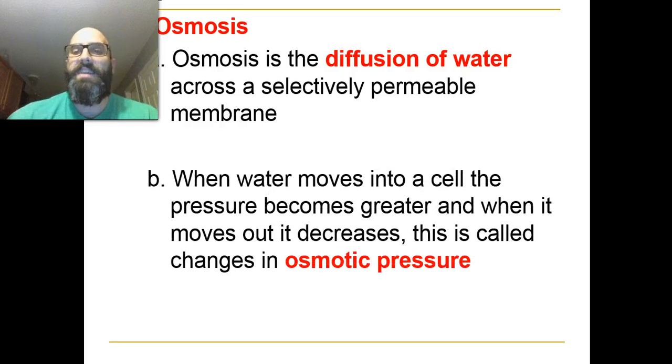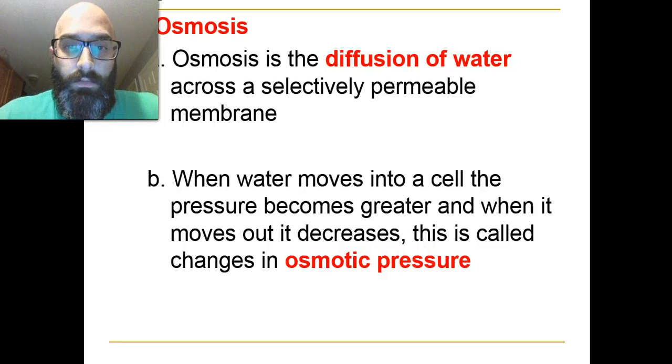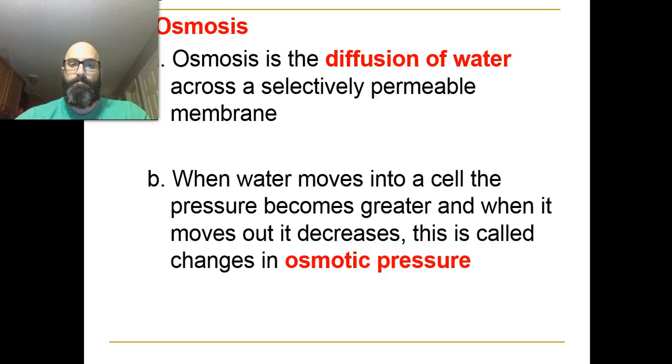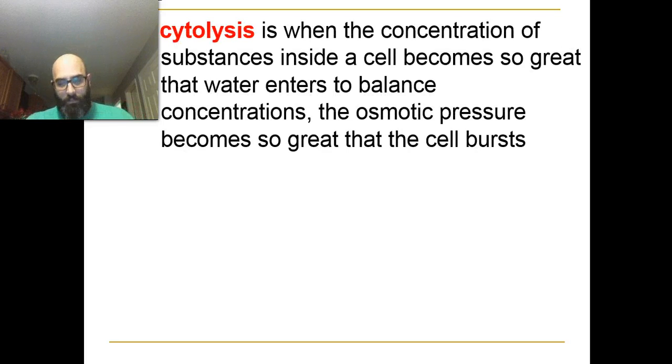So when water moves into a cell to balance concentrations, you get a greater increase of pressure inside the cell. And when it moves outside of the cell to balance, you get a decrease in pressure. That pressure involving water within and outside the cell is actually called osmotic pressure, and that can have drastic effects on the cell based on whether it is in a hypertonic or isotonic or hypotonic solution.